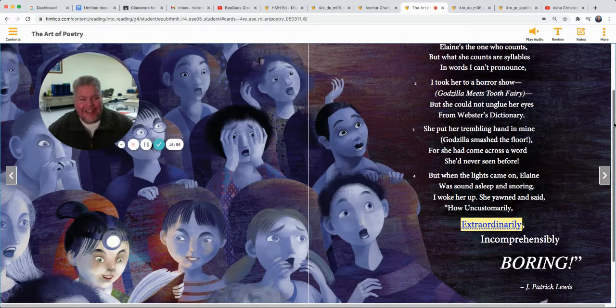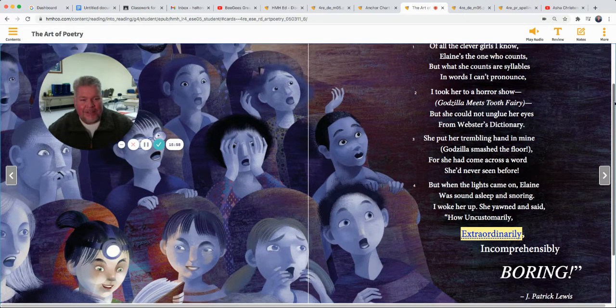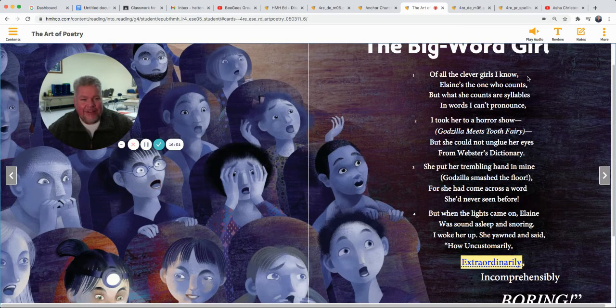What do you think? It's a rhyming poem. You see the rhyme pattern here. Counts, pronounce, fairy, dictionary. So the second and fourth line of each stanza rhymes. Except when we get here, it's different, isn't it? It's still the second and fourth. Floor, before, snoring, and boring.